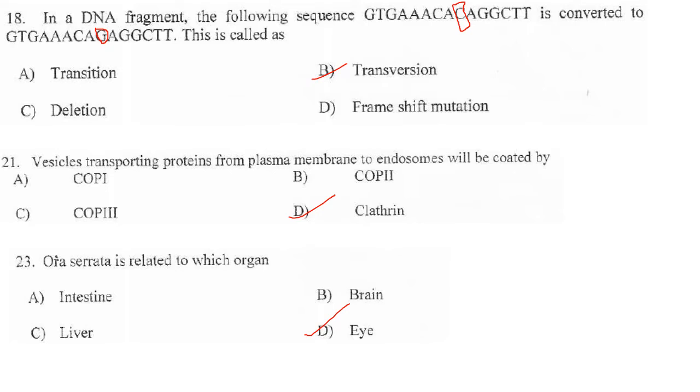Vesicles transporting proteins from plasma membrane to endosomes will be coated by. So it will be coated by clathrin. So COP1 is a transport protein from the cis end of Golgi complex back to rough endoplasmic reticulum where they were originally synthesized. And COP2 is a type of vesicle coat protein that transports proteins from the rough endoplasmic reticulum to the Golgi apparatus. Then next one. Ora serrata is related to which organ? So ora serrata is a junction between the choroid and the ciliary body. It is found in the case of eyes. Answer is option.